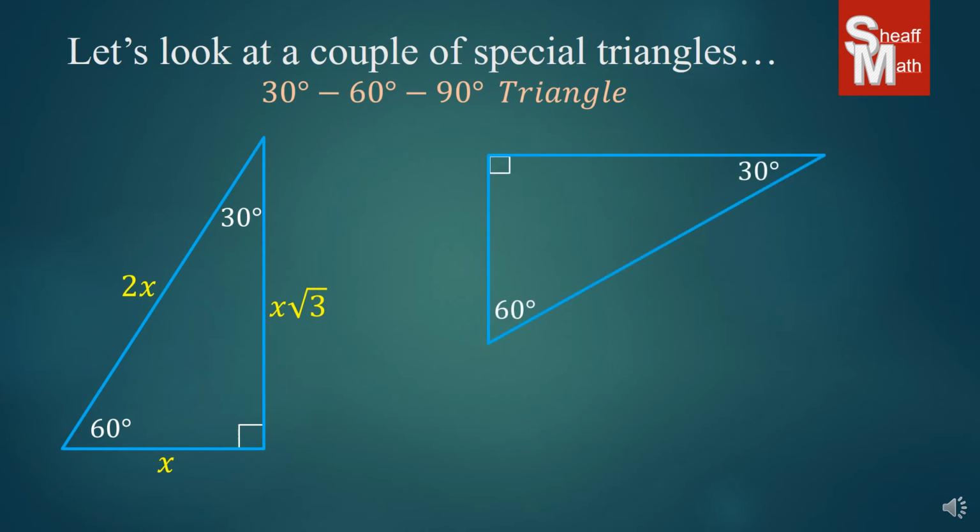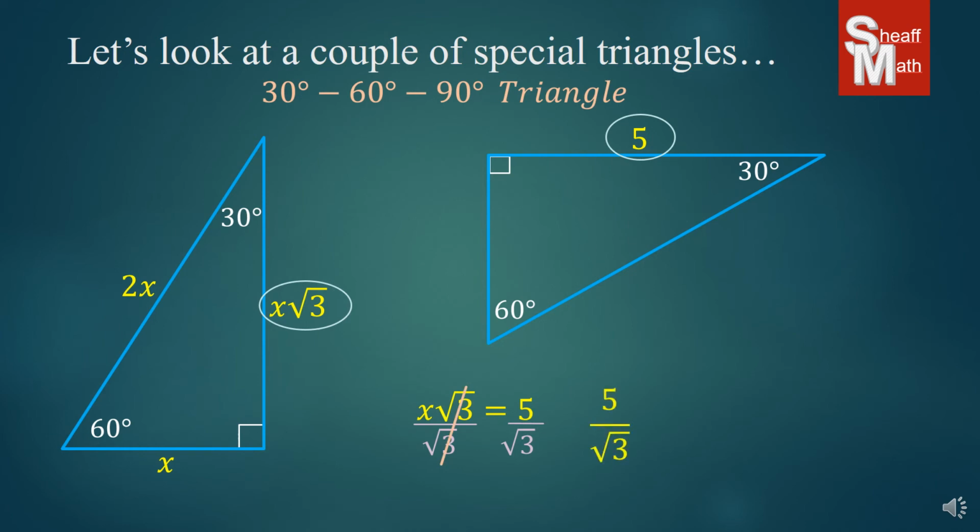Now, let's suppose that your long leg was 5, okay? Now, this is where we have to do a little work. We know that the long leg is the small leg times square root 3. So, we are going to make them equal, okay? And how do we solve for x? We divide by radical 3 on both sides, giving us x equals 5 over radical 3.